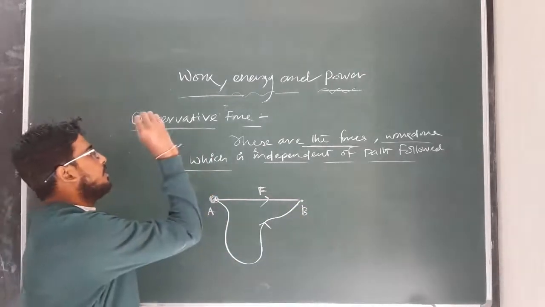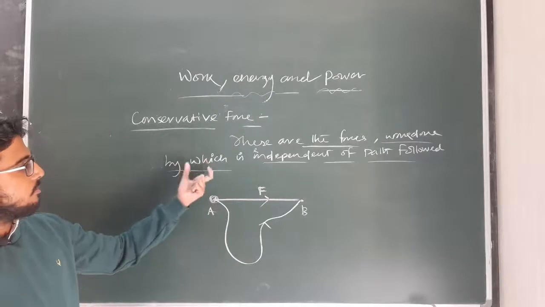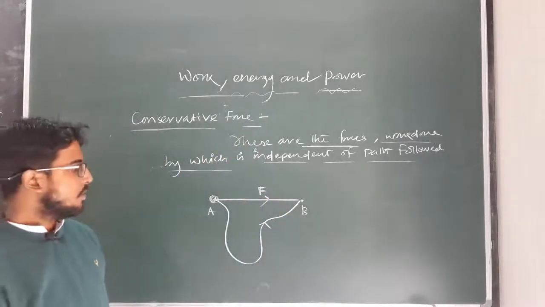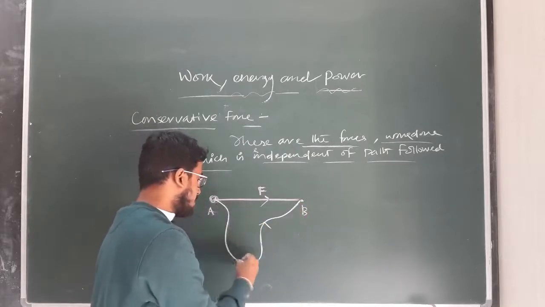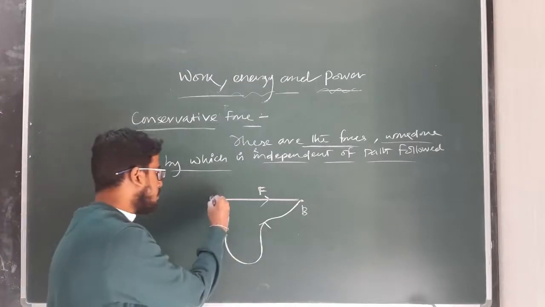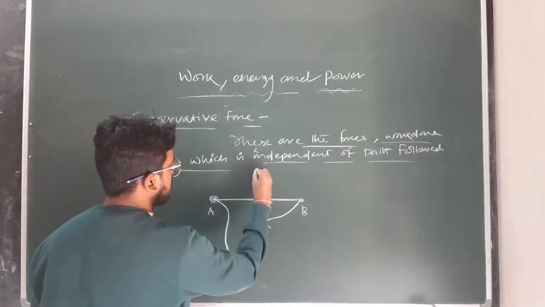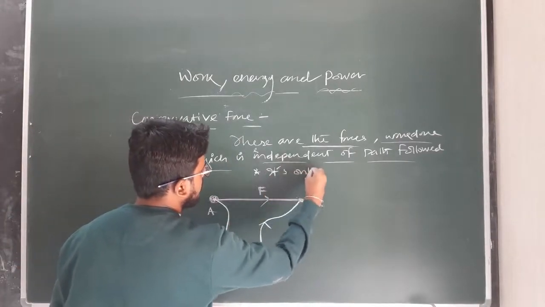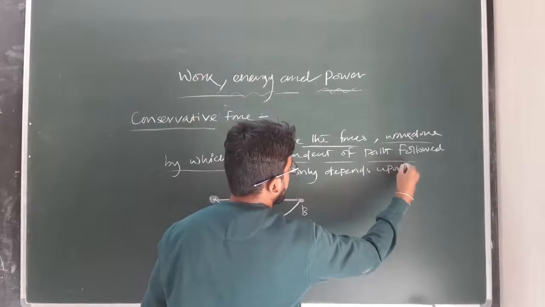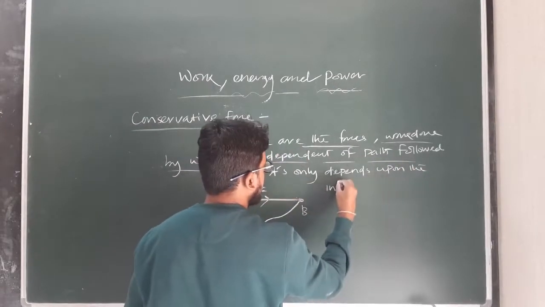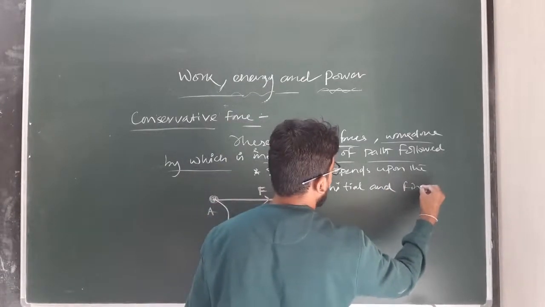Okay, so if the work done by the applied force is independent of the path followed, then that type of force is known as what? Conservative force. So the work done by a conservative force does not depend upon the path followed by the body, it only depends upon the initial and final position. So here we can add another point, it only depends upon the initial and final position of the body.